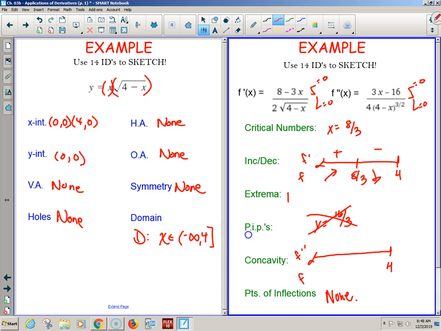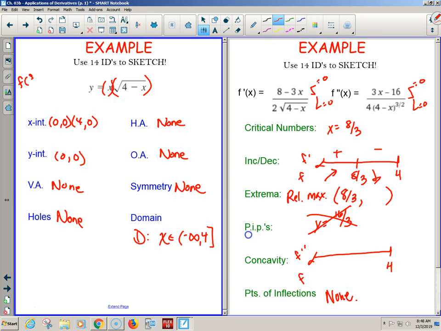What do I have at 8/3? A relative max. And why am I going to make an actual point? I want to put it on the graph. So to come back here and say, ooh, what happens when I plug in 8/3? F of 8/3 for my relative max is equal to 8/3 times the square root of 12/3 minus 8/3. I'm lazy. 12/3 minus 8/3 is 4/3. Square root of 4/3 is 2 over root 3. 2 times 8 is 16. 16 over 3 root 3. Disgusting.